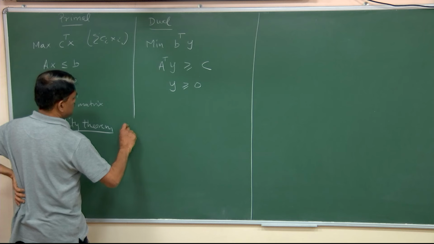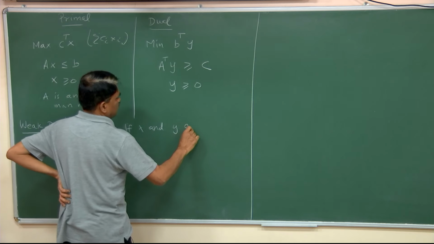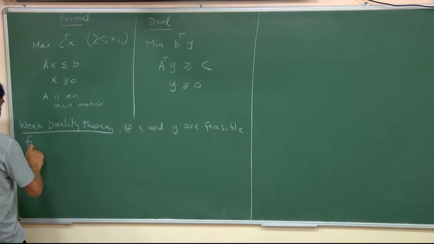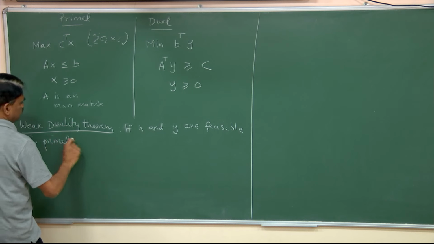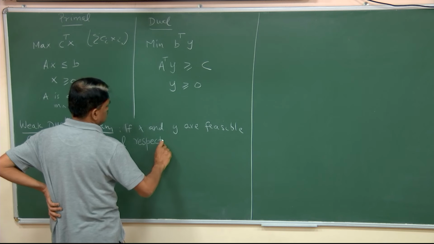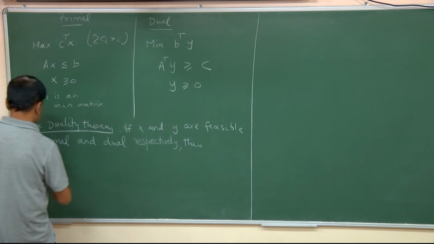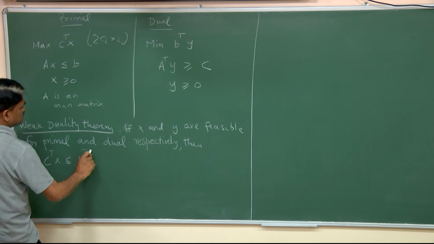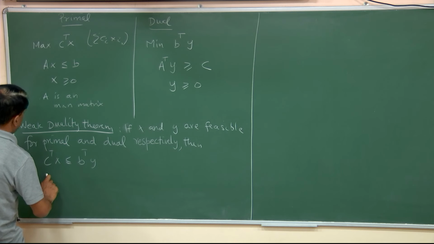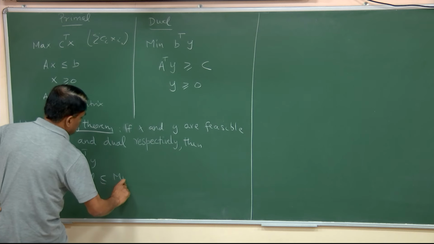this is the weak duality theorem. It says that if x and y are feasible solutions, some feasible solution, then C transpose X is less than or equal to B transpose Y. And as a corollary, max of primal is less than or equal to min of dual.